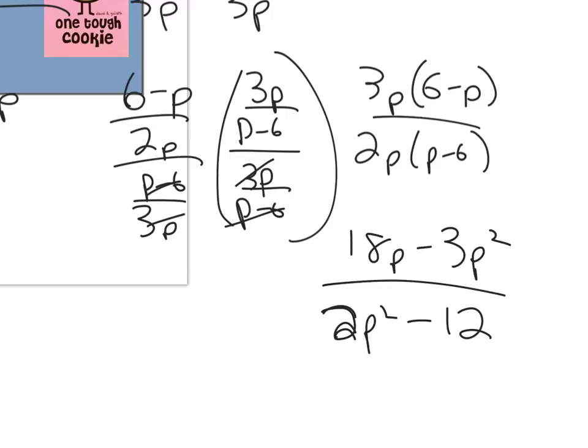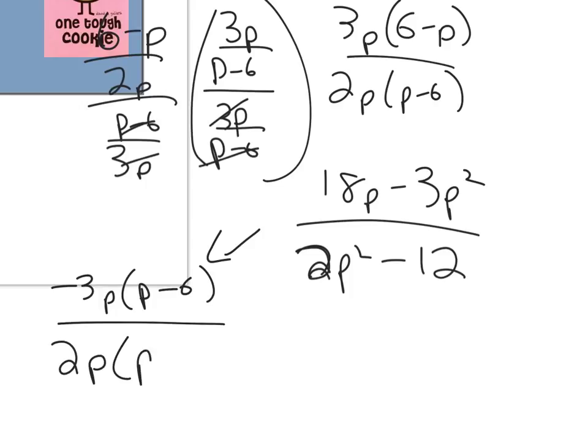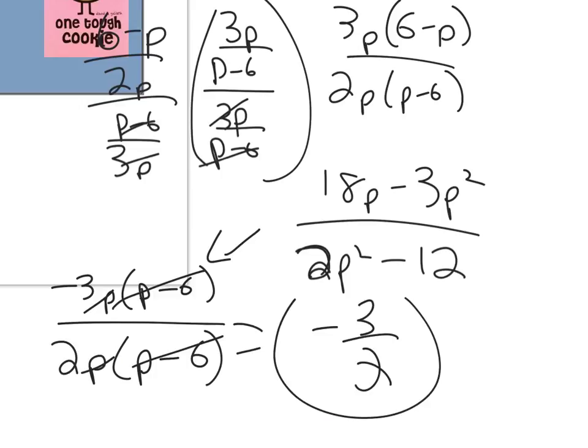So let's see if I can maneuver some things around here. If I factor out, on this top one, negative 3p, I would be left with p minus 6. On the bottom, if I factor out 2p, I'd be left with p minus 6. So now all of a sudden, all sorts of things can cancel out. That can cancel, that can cancel, p. So after all that noise, I get negative 3/2 for my slope.